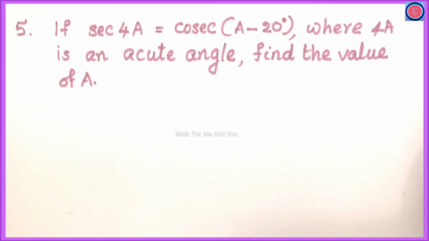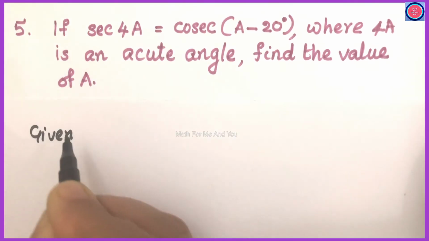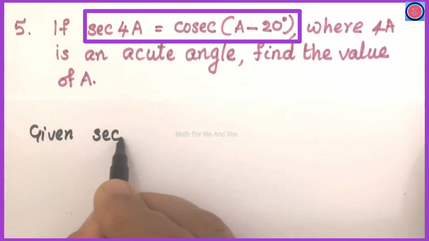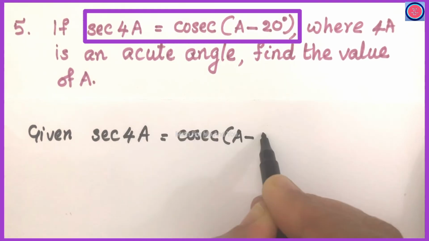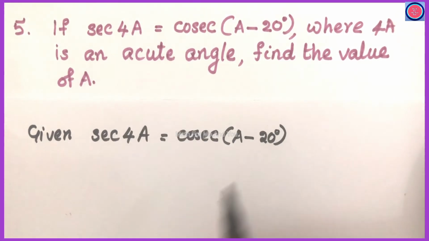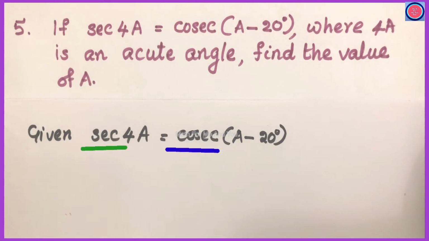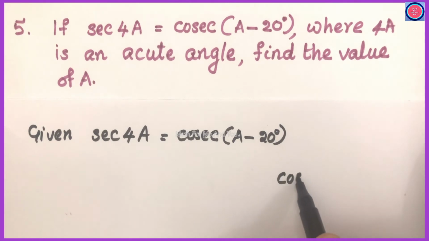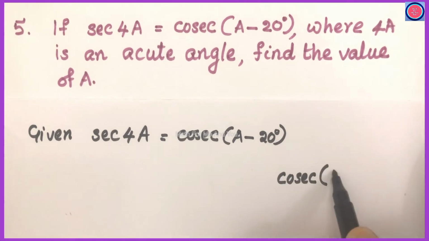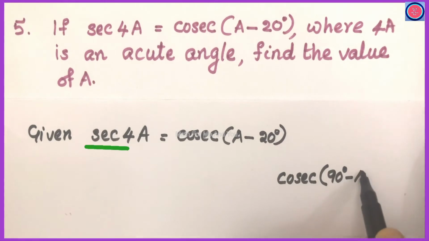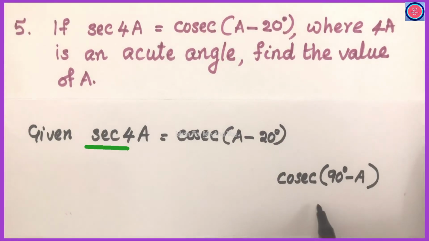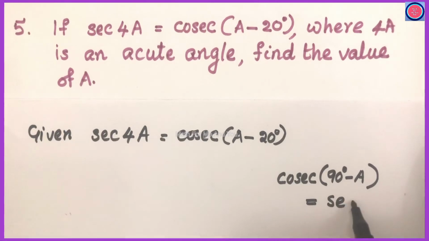Question number 5 is, if sec 4a equals cosec (a minus 20 degree), where 4a is an acute angle, find the value of a. Here also we can start with the given condition. Given that sec 4a equals cosec (a minus 20 degree). See this equation, both sides are not the same ratios. So what we can do? We can change either sec in terms of cosec or cosec in terms of sec. I will change sec in terms of cosec because we have studied that cosec (90 degree minus a) is equal to sec a.